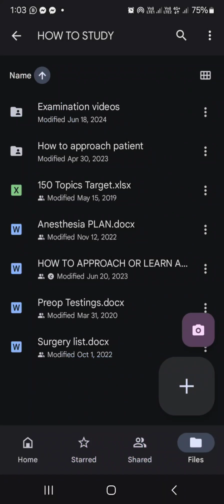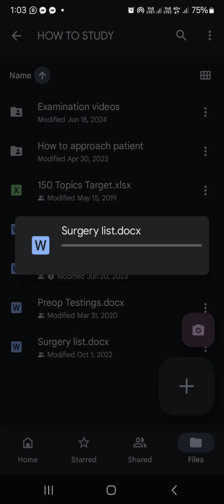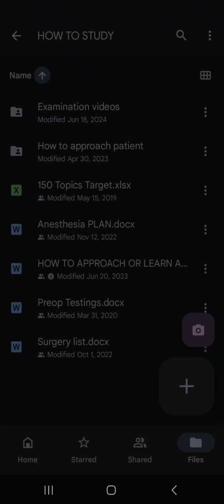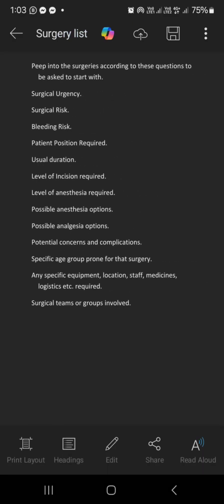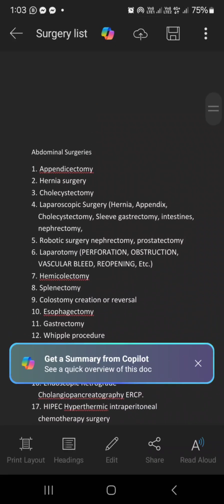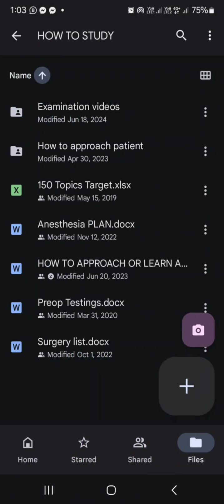Then there are some points about preoperative testing. I have made a possible surgery list. Not all the surgeries need to be known in detail, but you can chalk them out. If you are talking about abdominal surgery, I have tried to chalk out as much as possible. The majority of things will be common, but you should still know why the surgery is occurring, what the risks involved are, and what the reason for that specific surgery is. So you can find important things which can help you. And this is a list of 150 topics.